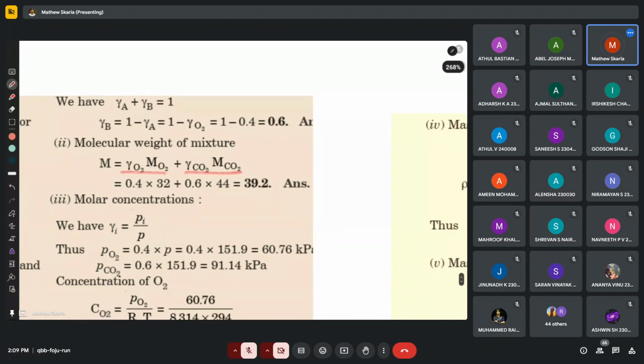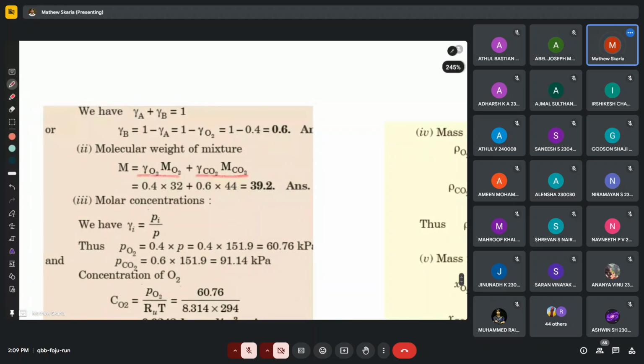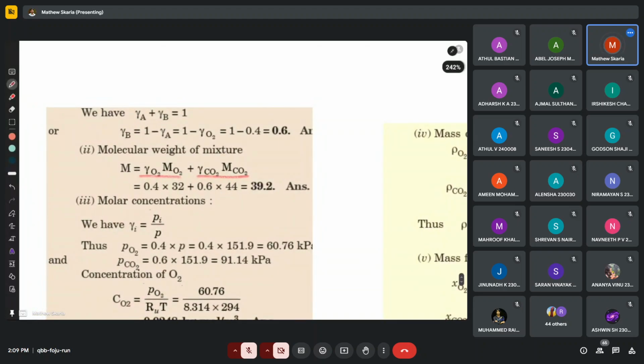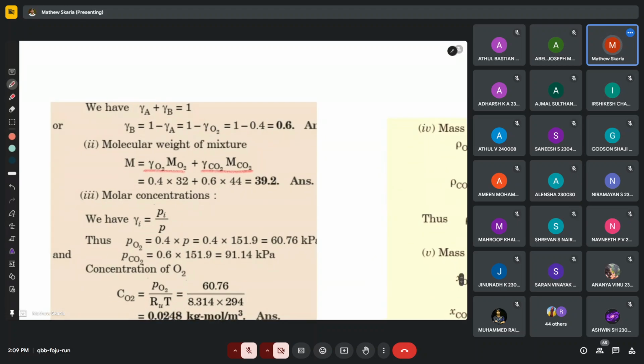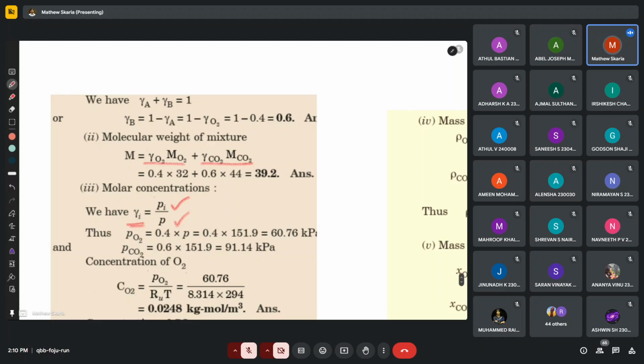Now molar concentrations. Molar concentrations again can be represented in terms of the partial pressures, Pi by P.